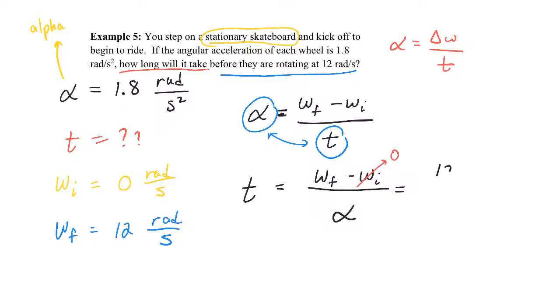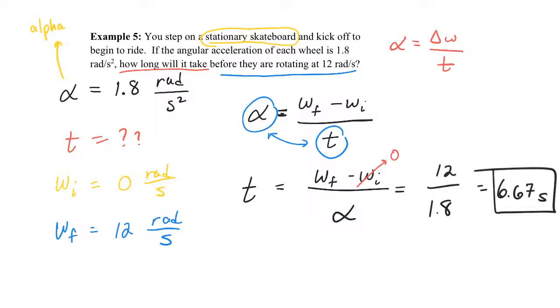All right, so what do we get? 6.67. All right, nice. Around 6.67. And my units are going to be what? Seconds. Nice, Nick. Because it's a measurement of time.